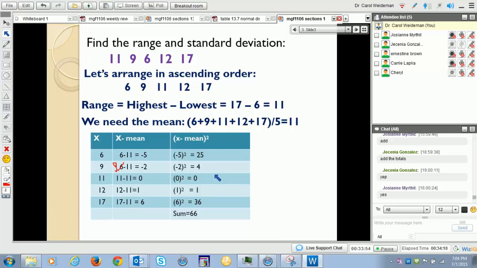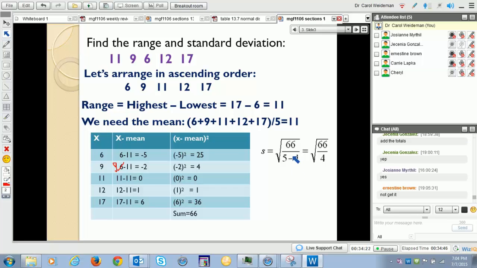Then I square those. We call these the deviations. So negative 5 squared is 25. Negative 2 squared is 4. 0 squared is 0. 1 squared is 1. And 6 squared is 36. All right. And then add these all up. So when I added this up, I got 66.